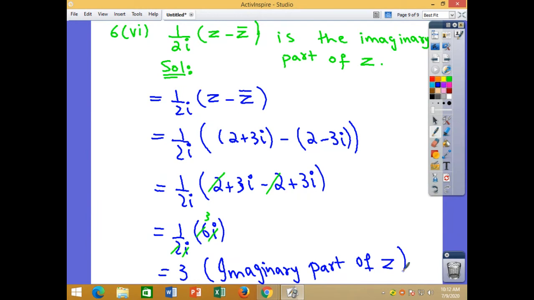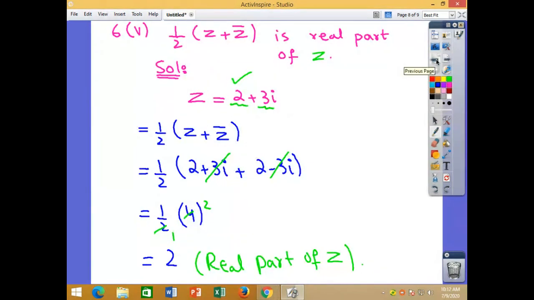No, it's not difficult, because in the previous question we only solved this. We explain these two parts again. See here, in this question, we only show that the answer of the given expression, 1 by 2 (z plus z conjugate), is the real part of z. What is the real part of z? Here we see the real part of z is 2. It means the answer of this question becomes 2.